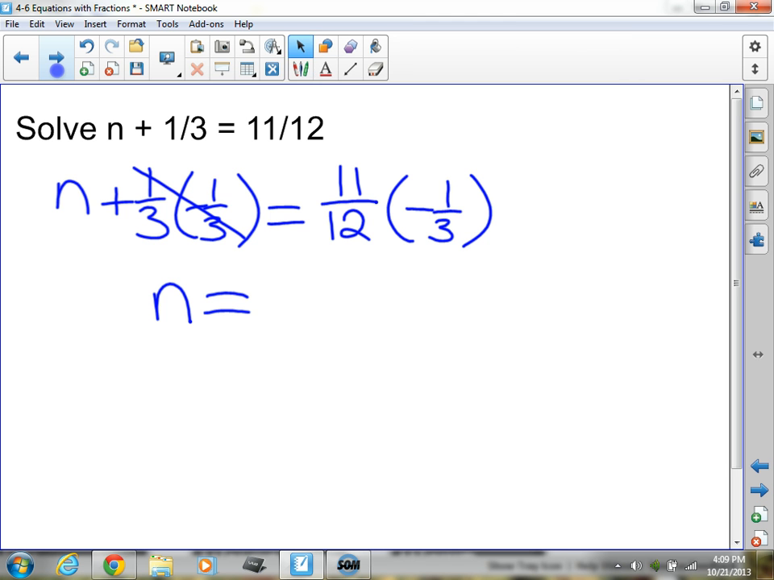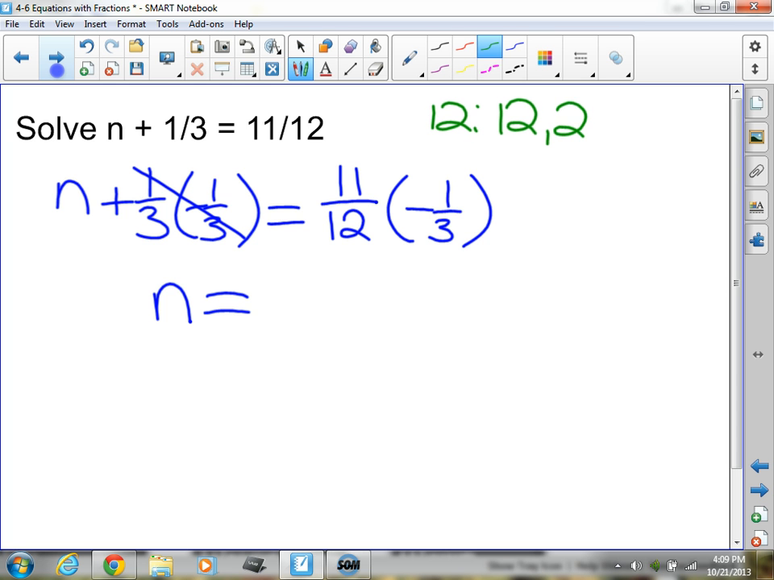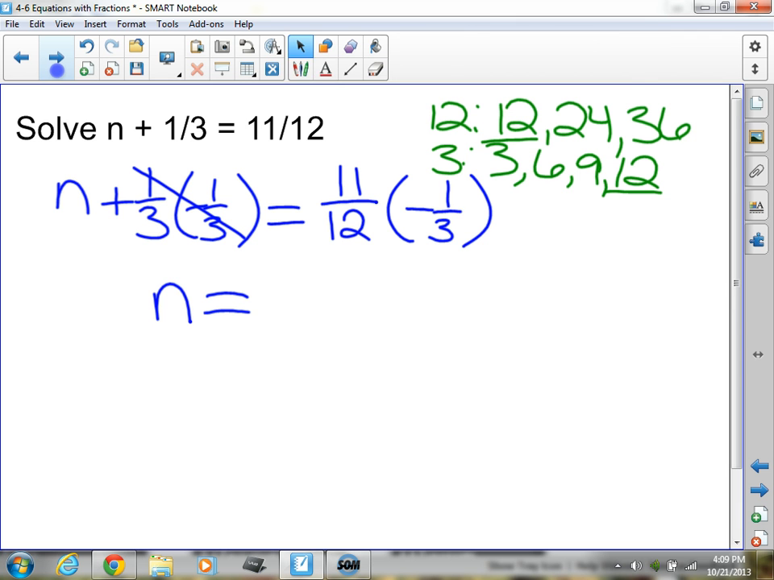So I'm going to list my multiples. 12, 24, 36. Oh, let's stop there. I'm sure it's not going to be that big. Let's list my multiples of 3: 6, 9, 12. Oh, I can stop. I see they both have 12 in common. So my common denominator is going to be 12. So 11/12, well, that one's already 12, so I can leave that alone.